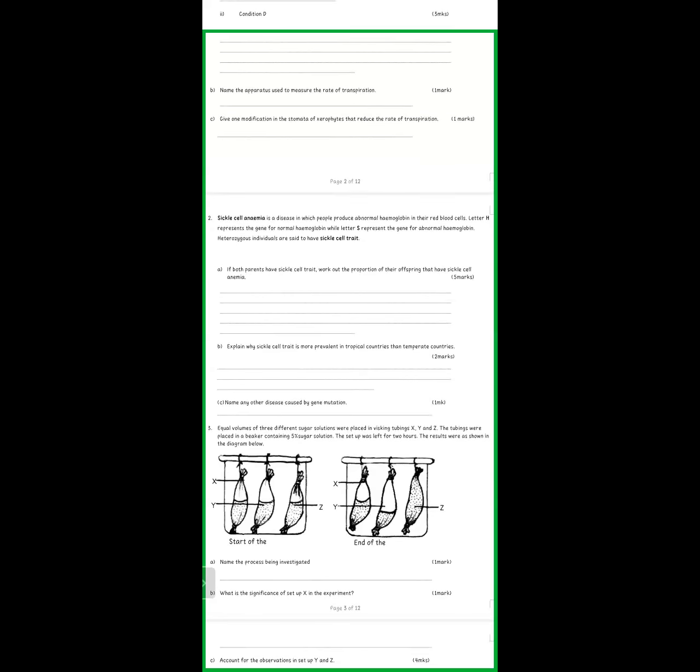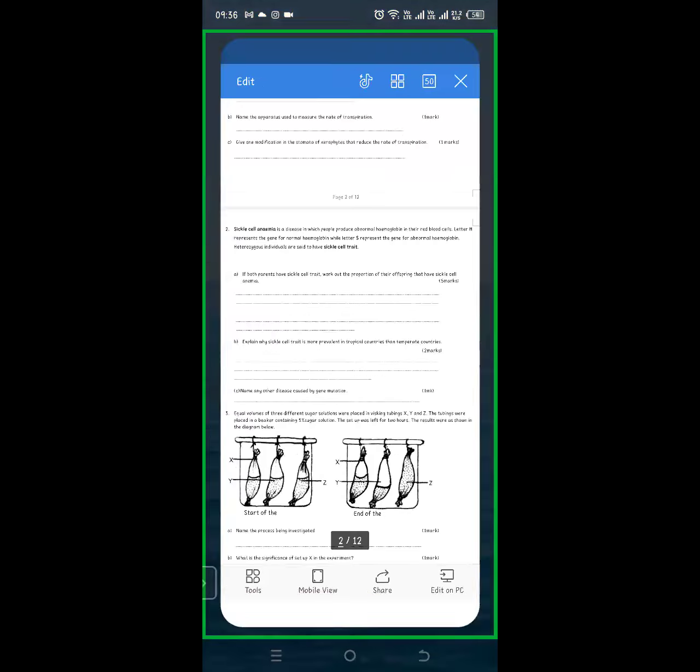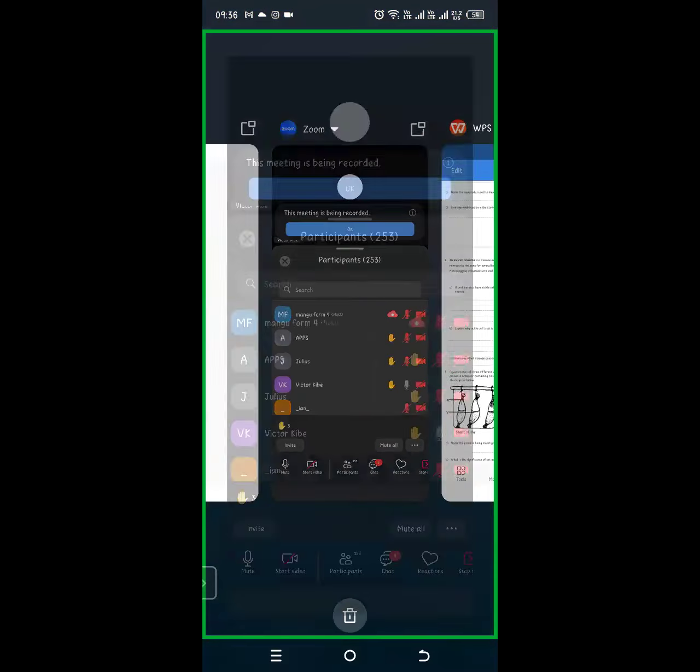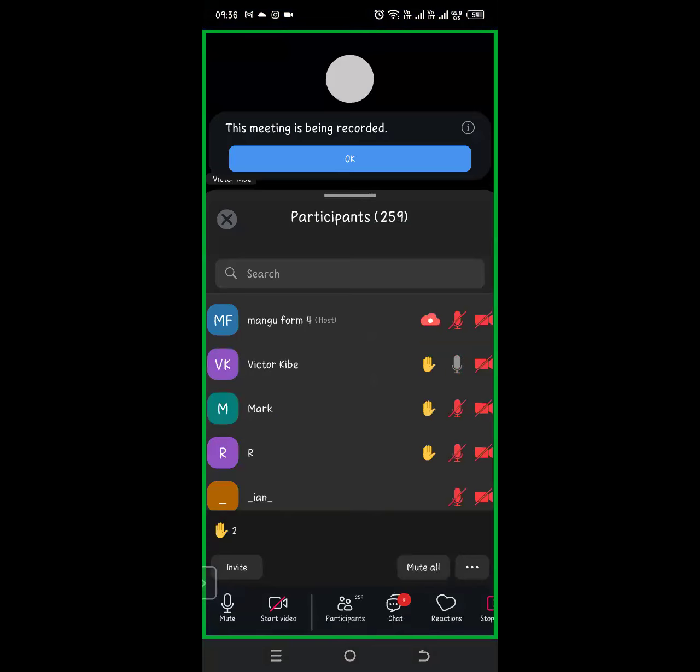Part B, explain why sickle cell trait is more prevalent in tropical countries than temperate countries. Explain why sickle cell trait is more prevalent in tropical countries than temperate countries. So can we have responses for that? Yes, I can see some people are so alert here and they want to give us answers. Yes, Mark, you can unmute and speak.